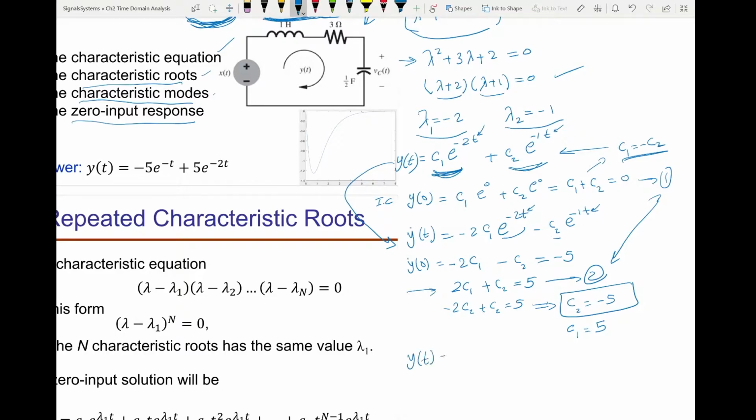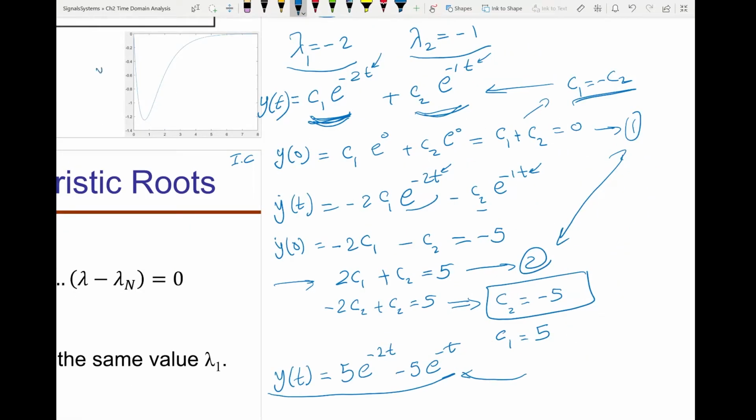y of t equals 5 e to the minus 2t, plus C2 is minus 5 e to the minus t. And that's the solution. If we plot this solution, that's the plot. This is y of t, and this is time, and the plot of this equation is this one.